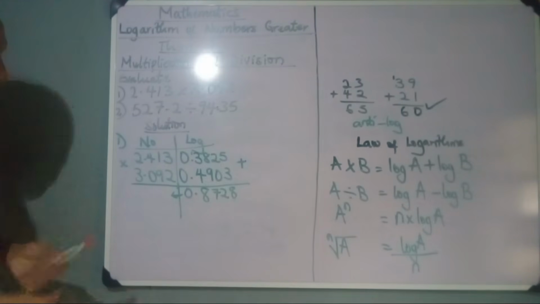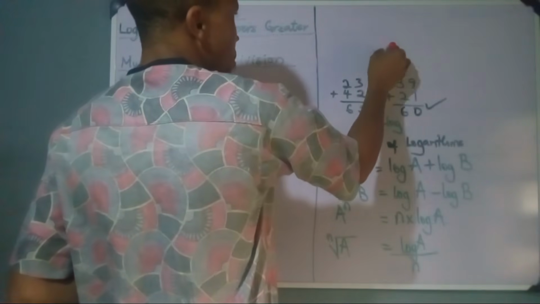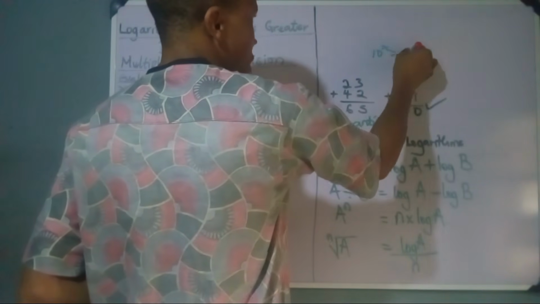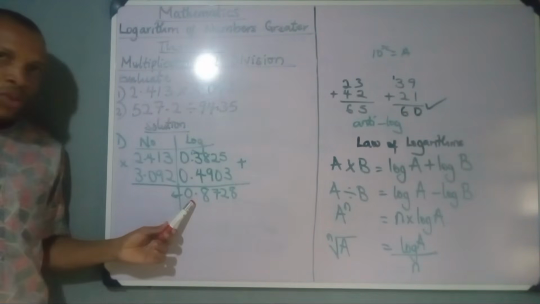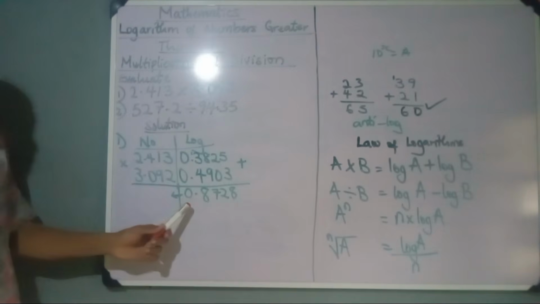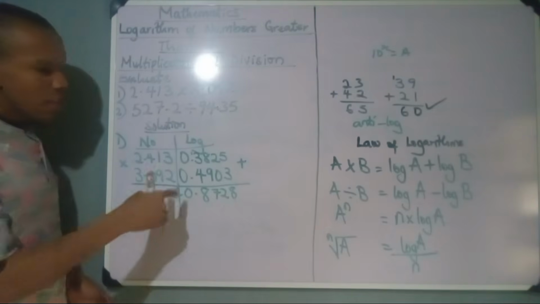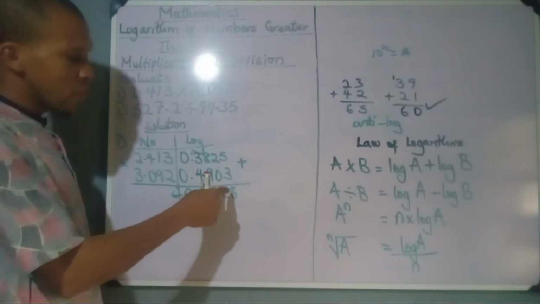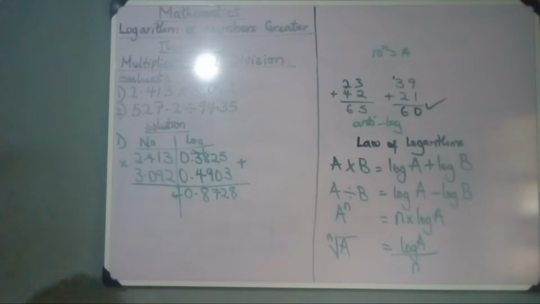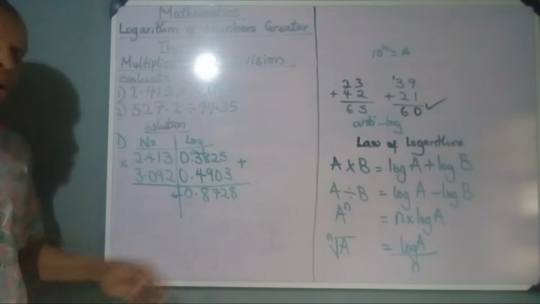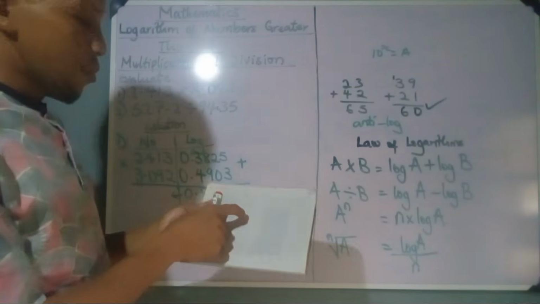Now, if log a means 10 raised to the power of something is equal to a, then when you're given the log and you want to find a, you just say 10 raised to the power of this. So I can easily say 10 raised to the power of 0.8728 will give me the value. Or I can press that in a calculator, or I can decide to use the anti-logarithm table.